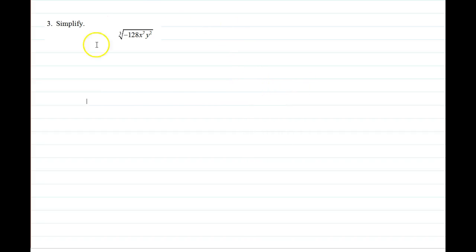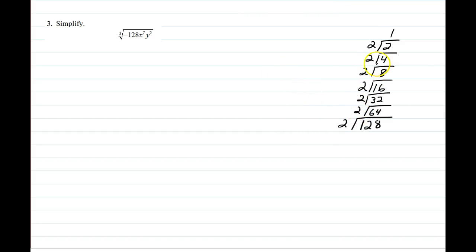Alright, for number 3, we're going to go ahead and birthday cake the 128. So I'll give you a second to do that. Alright, so here's the birthday cake of 128. And so this becomes 2 times 2. Okay, so I have 8 2's. No, I have 7 2's.